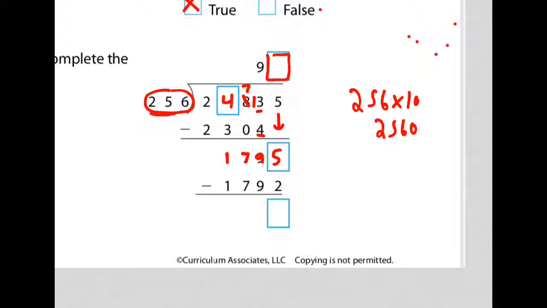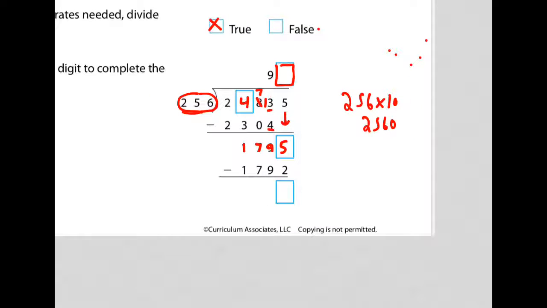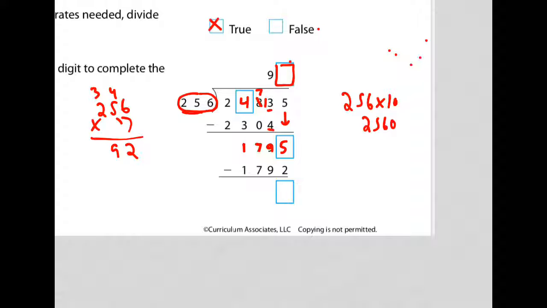How about times 7? So 256 times 7. 7 times 6 is 42. Carry the 4. 7 times 5 is 35. Plus 4 is 39. 7 times 2 is 14. Plus 3 is 17. Hey, I got it. So this up here, this box at the top, will be a 7, which gives me 1,792.